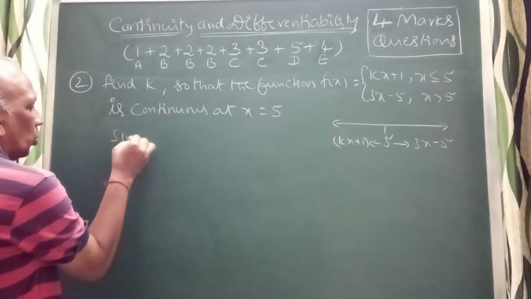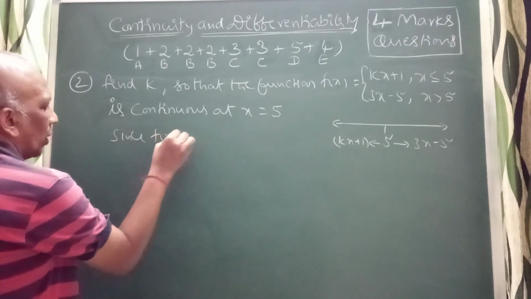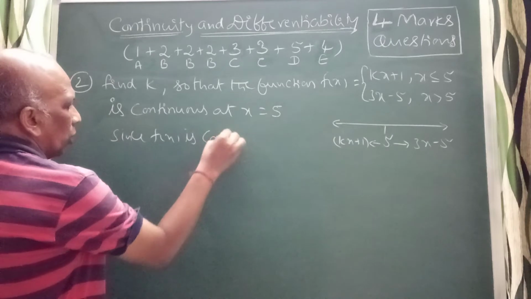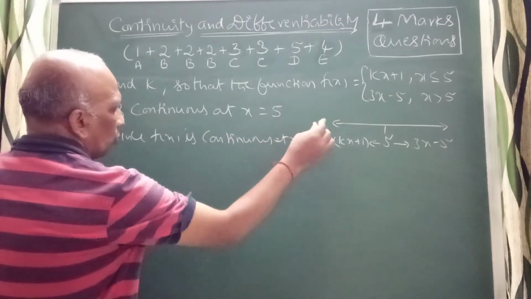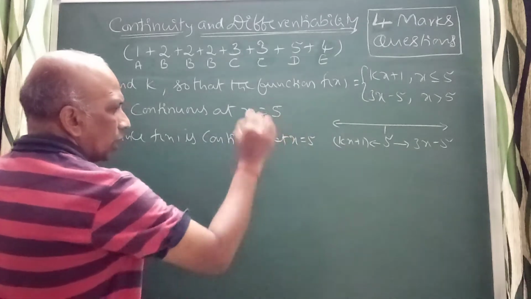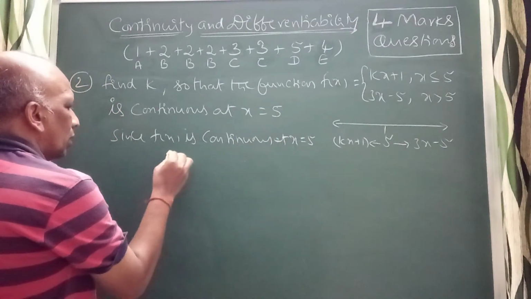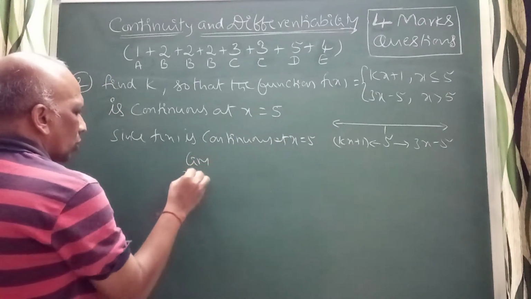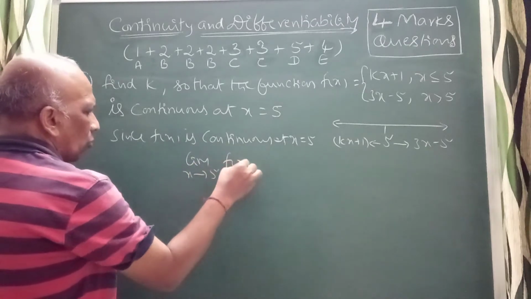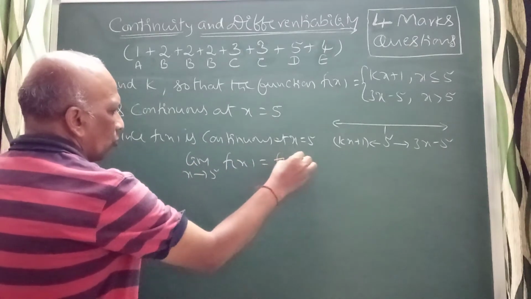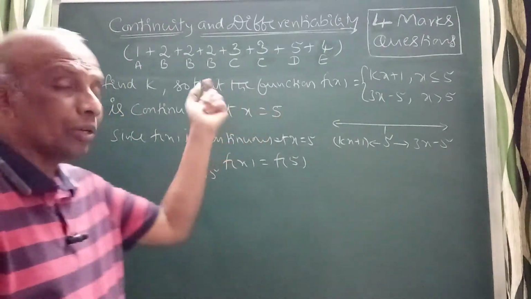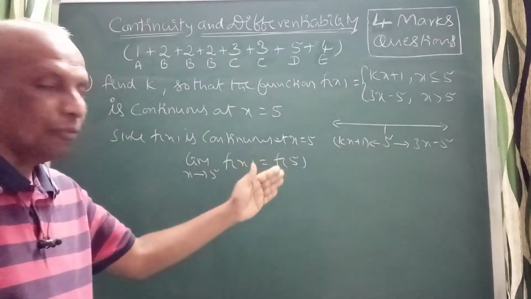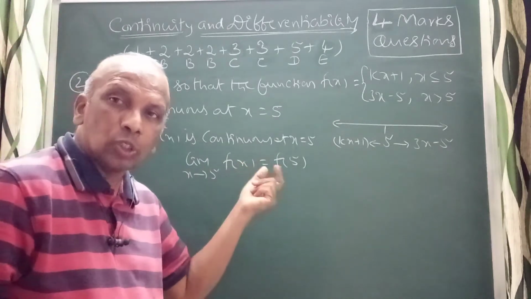Since f of x is continuous at x equal to 5, you can write limit x tends to 5 of f of x is equal to f of 5, right? They are talking at 5, they are given it is continuous. When it is continuous, this holds, right?